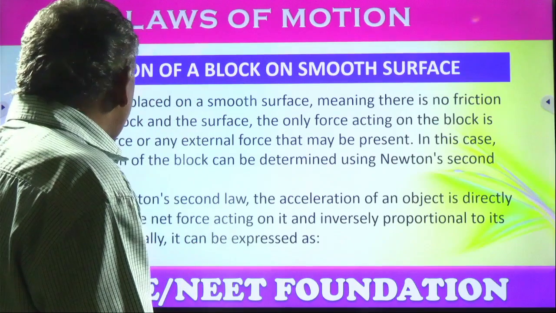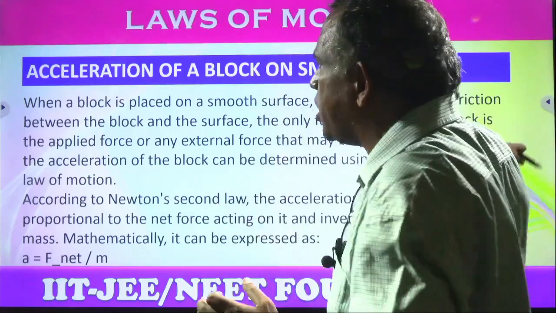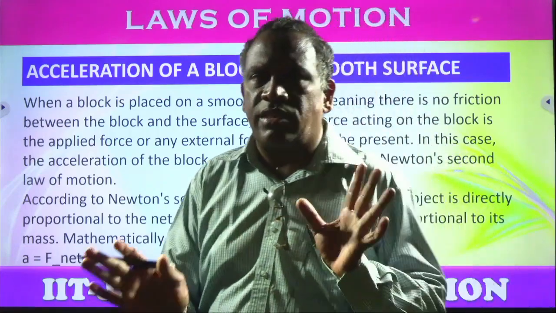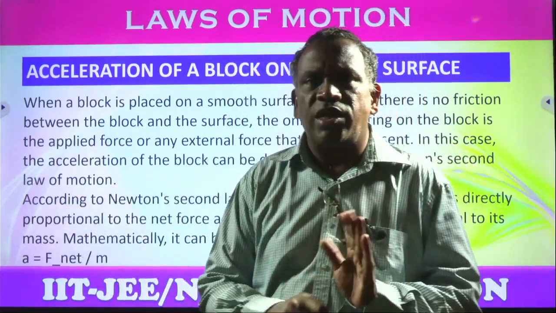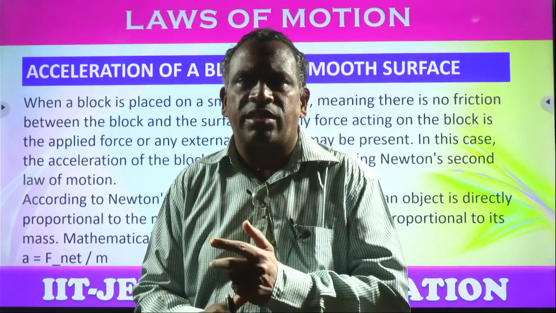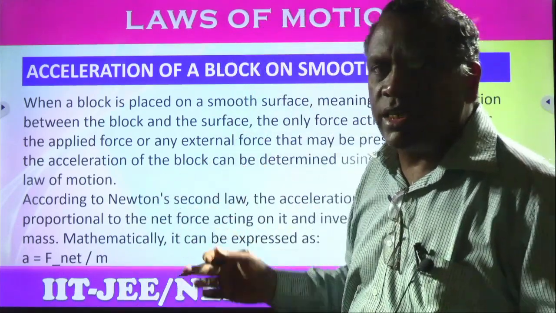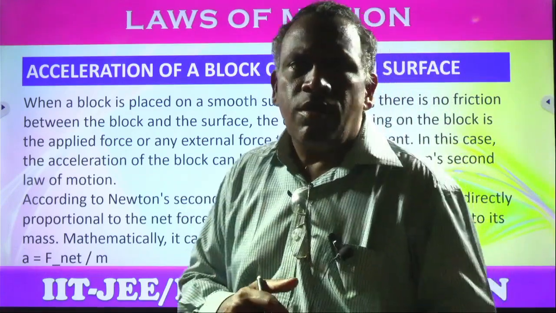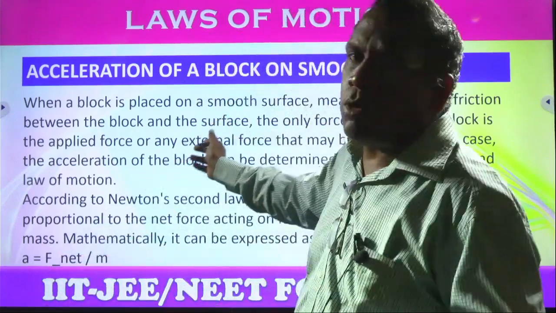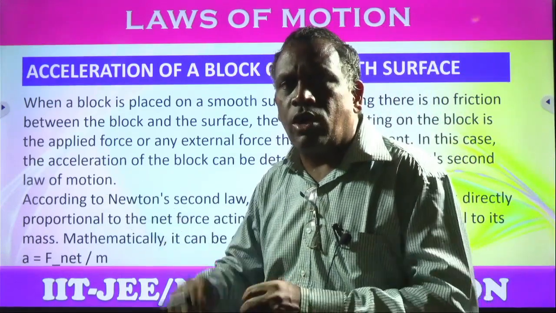Let us say the block is placed on the smooth surface. It means there is no friction between the block and the surface. That is the meaning of smooth surface and rough surface. These are the two surfaces. A smooth surface has no friction. A rough surface has friction on the surface. When there is friction between the block and the surface, we call it a rough surface. When there is no friction between the block and the surface, we call it a smooth surface. If the block is on a smooth surface, the first point to remember is that there is no friction between the block and the surface.